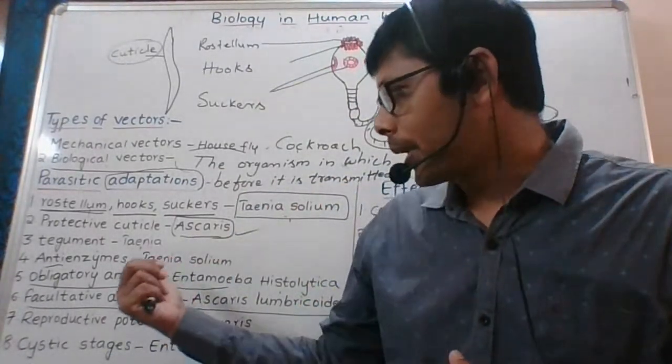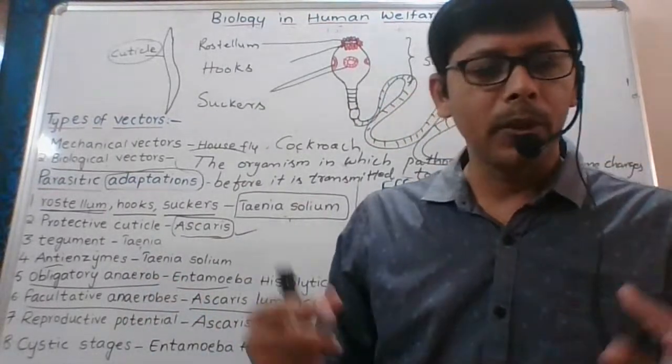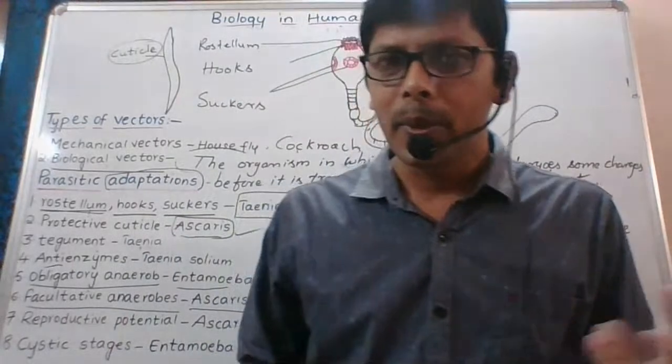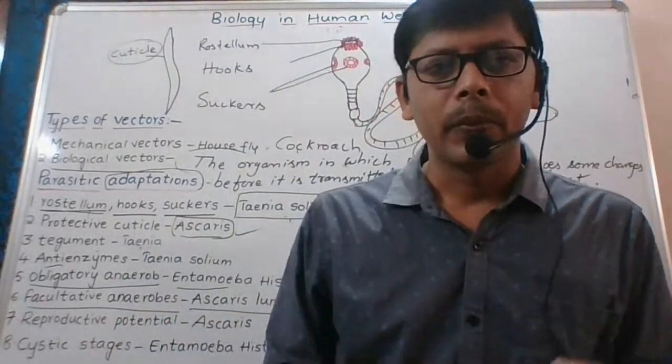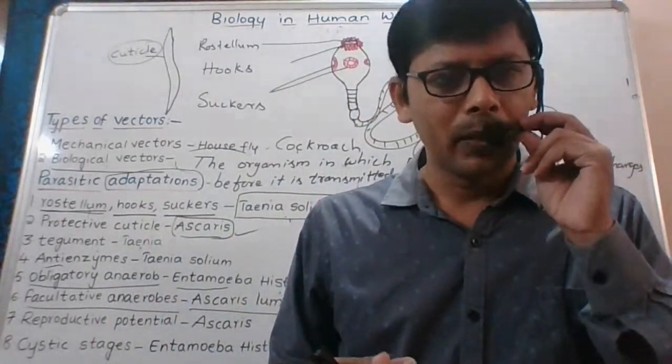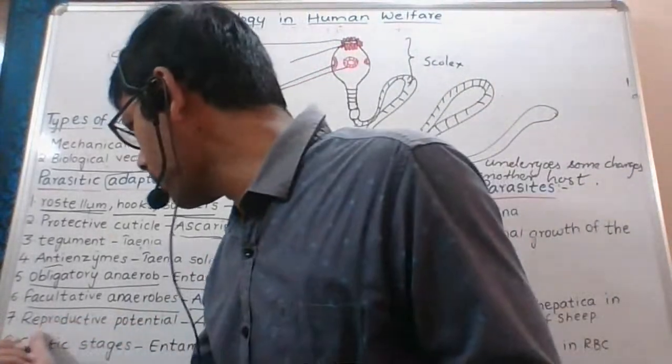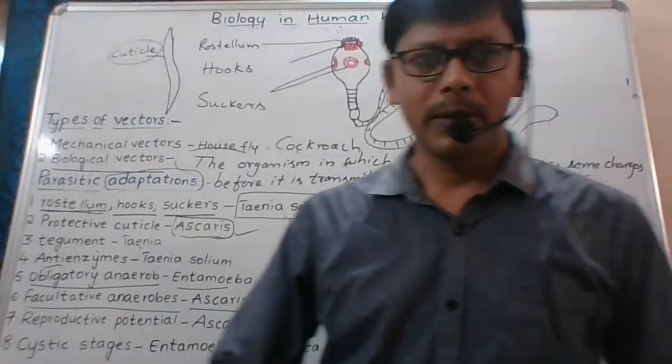But whereas Entamoeba histolytica has no mitochondria. Even though there is oxygen, it cannot use it, so it has to perform anaerobic respiration. These all are adaptations. Next, another one: reproductive potential.